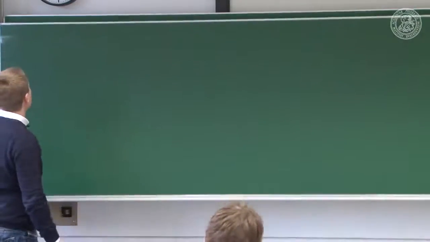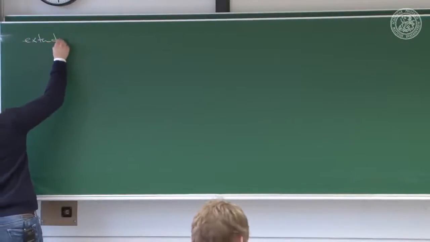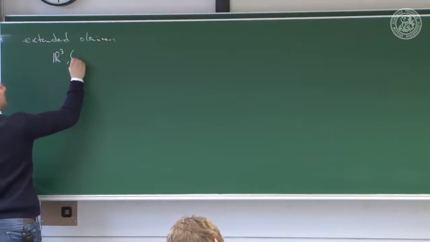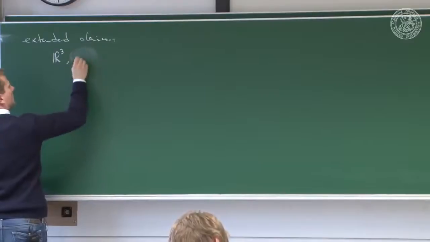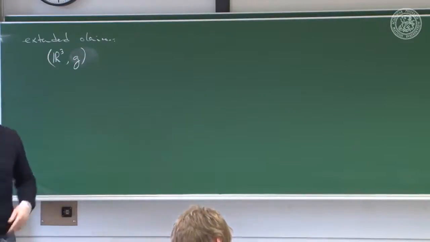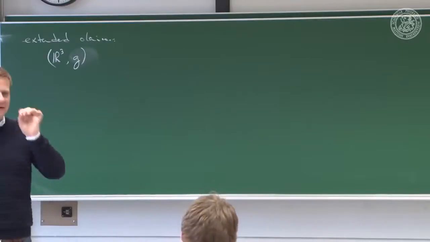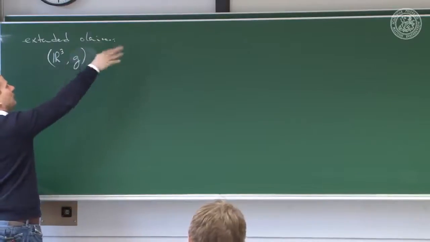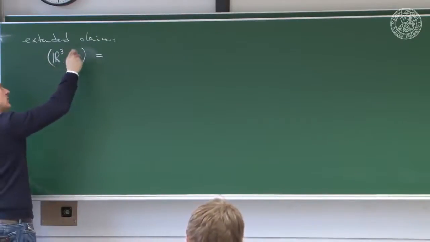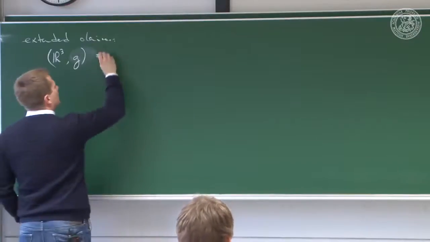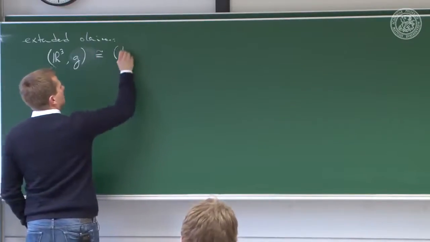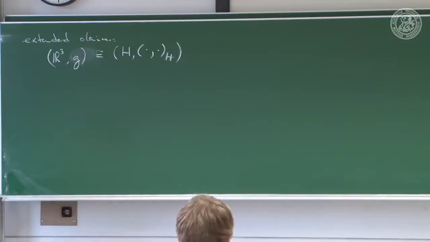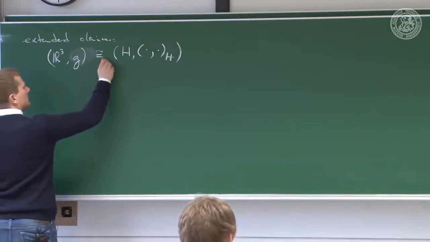The extended statement is, so extended claim, that if I now equip R3 with its standard inner product, which now all the time I called small g, but it's just at one point an inner product on this, it's not a metric field over a manifold R3, it's just an inner product on this vector space, okay? I claimed that this as vector spaces has the same structure as H with an appropriately defined inner product on there. What does that mean as inner product spaces?